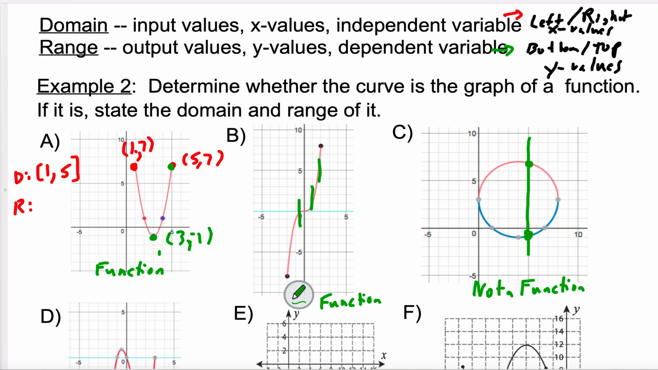So what's the y value down here? It's at -1. What's the y value up here? 7. So from -1 to 7.